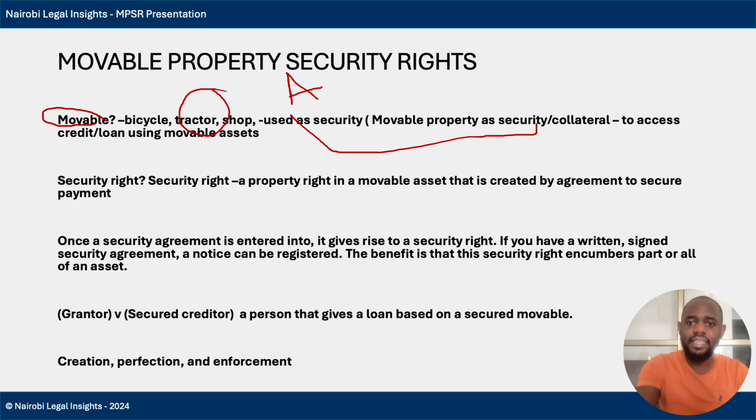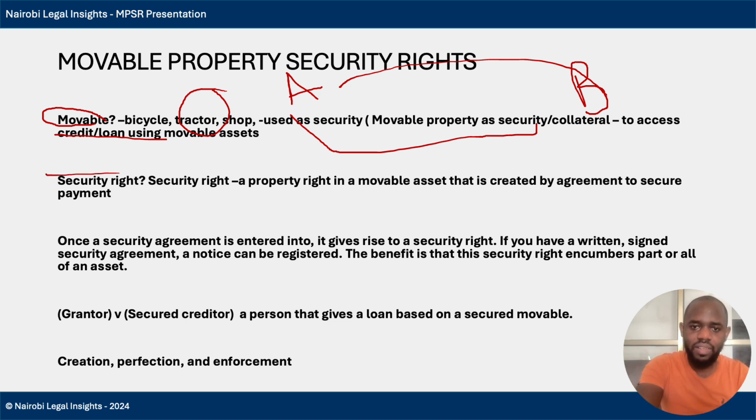So in this case, we may have person B, and this could be a finance institution, or it could even be an individual. This person can advance a loan to person A, but the security is going to be movable assets. So that is what MPSR is all about. We're using a movable asset to secure a loan so that person B is protected and person A is able to get this money. Now, the other keyword to appreciate is what we call a security right.